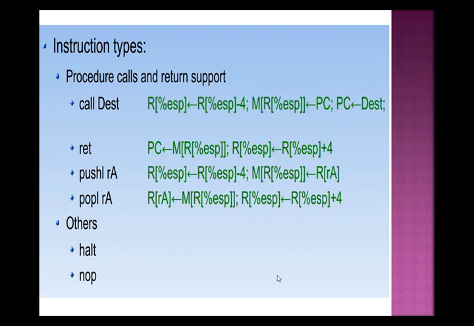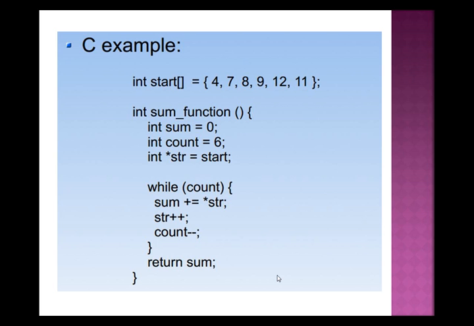Next are procedure calls. Whenever we divide the main function into multiple parts, that is known as a procedure. When we invoke the procedure, that is, invoke a subprogram, and return a value, that is known as procedure calls and return support. Instructions available for procedures are CALL, RET, push, pop. Push is used for inserting, pop is used for removing. Other instructions are halt, which is used for stopping the execution for the time being, and NOP, which does nothing.